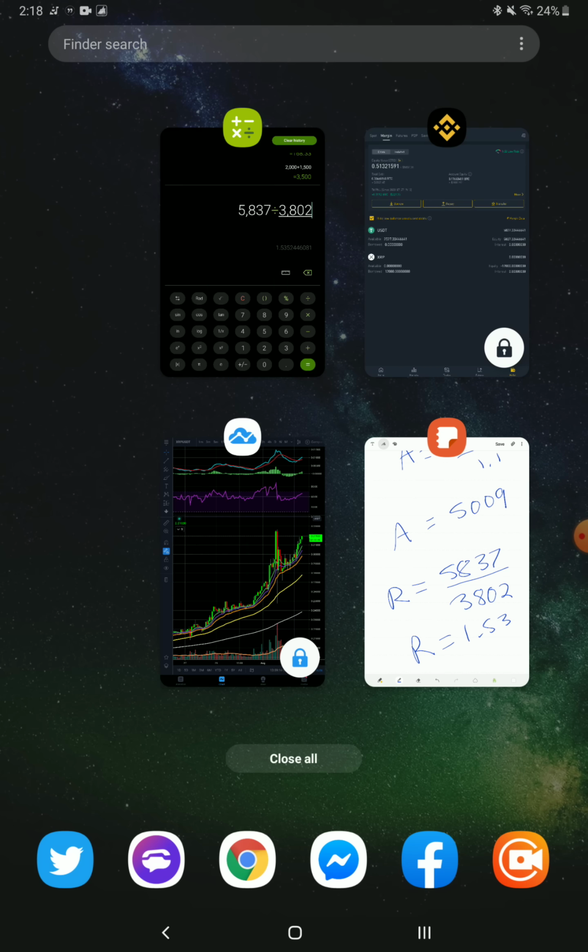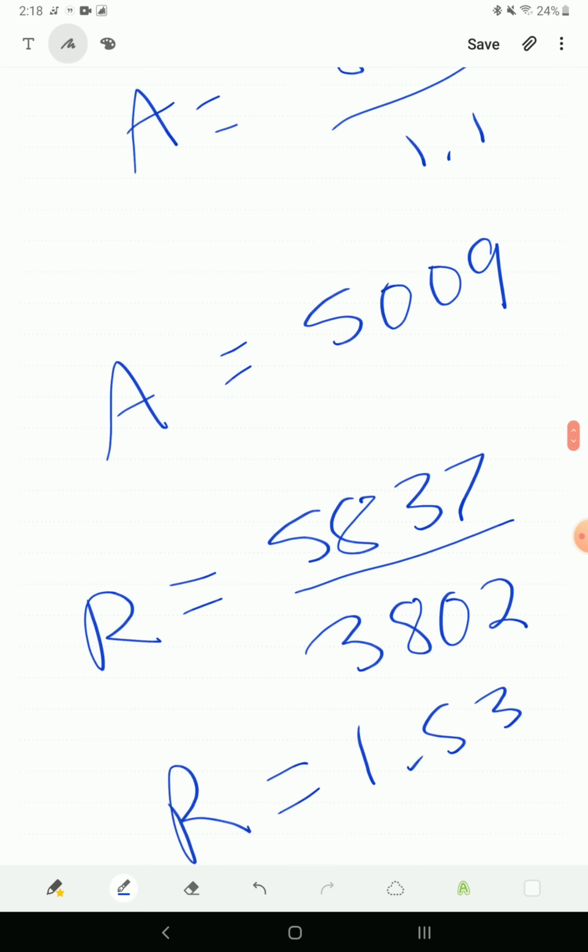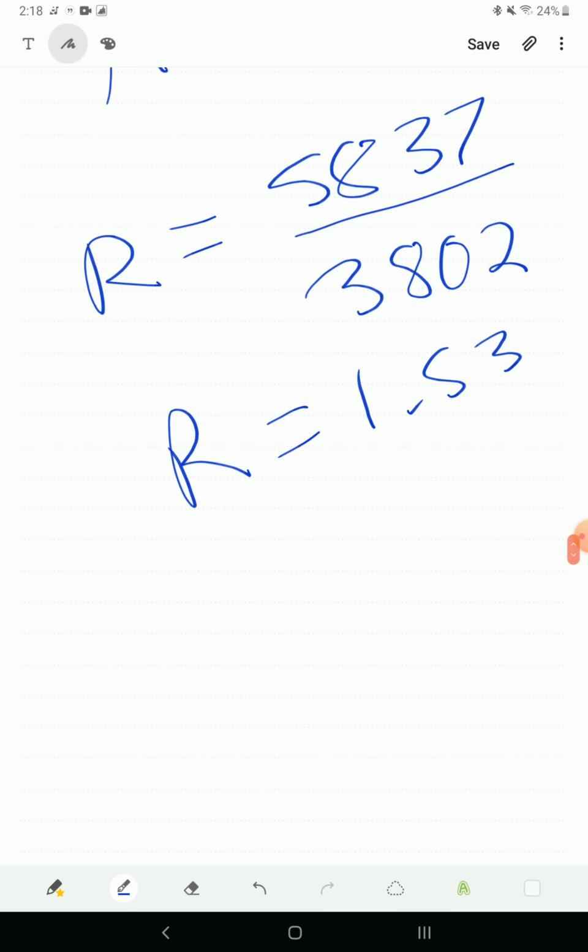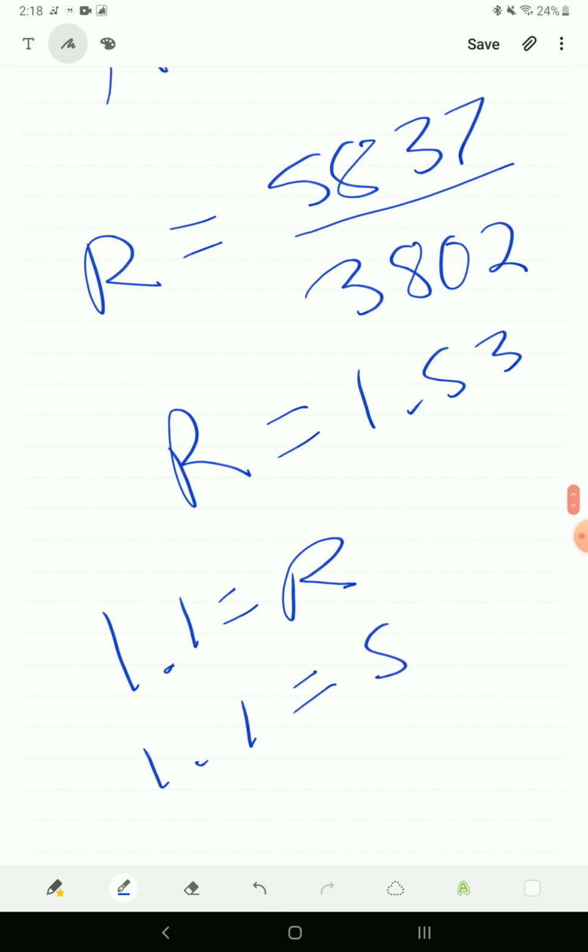So now, if we want to figure out our liquidation price, it's easy, right? Liquidation price is 1.1 is equal to R. So then you take 1.1 is equal to 58.37 divided by, we'll call that A, okay?